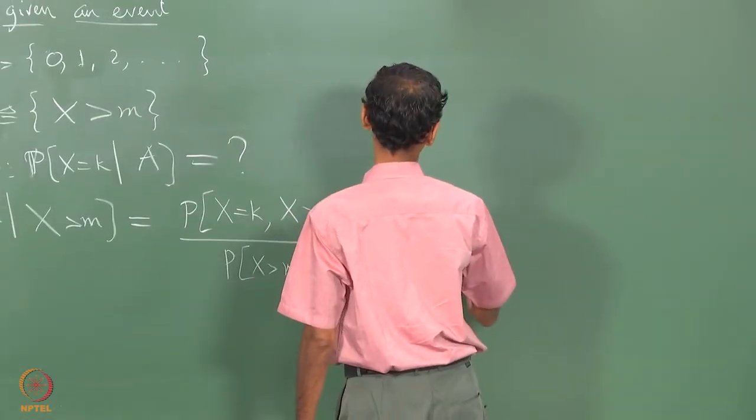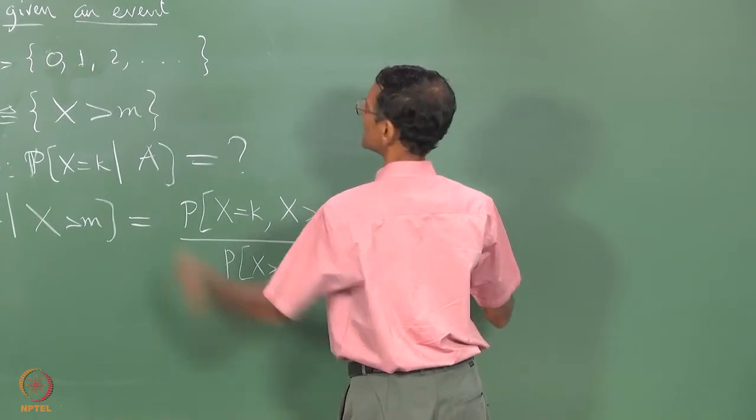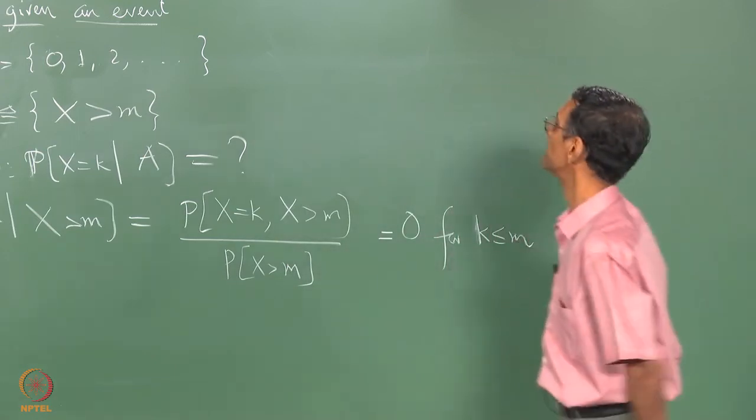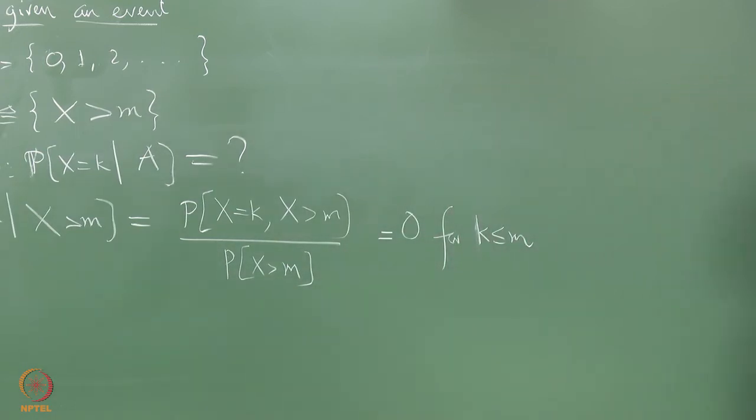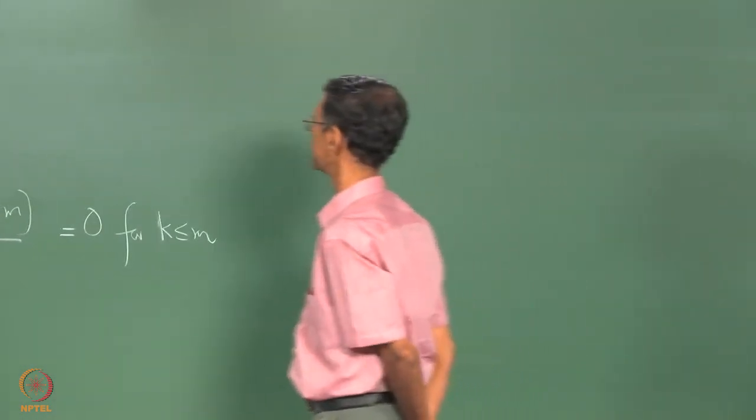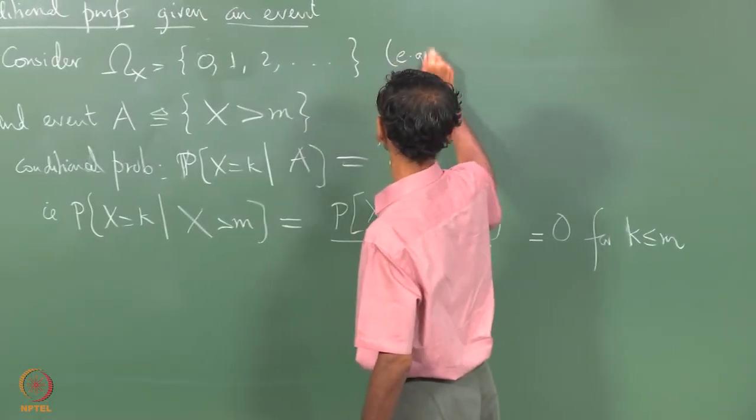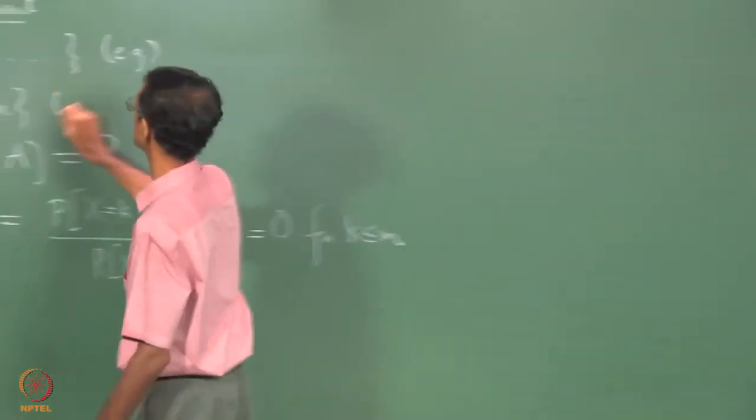for k less than or equal to m. And this is just an example, this is also an example.